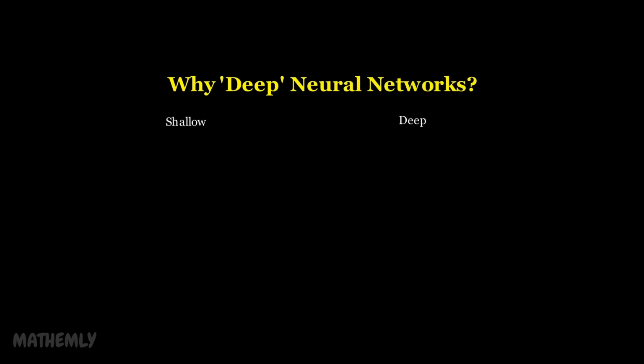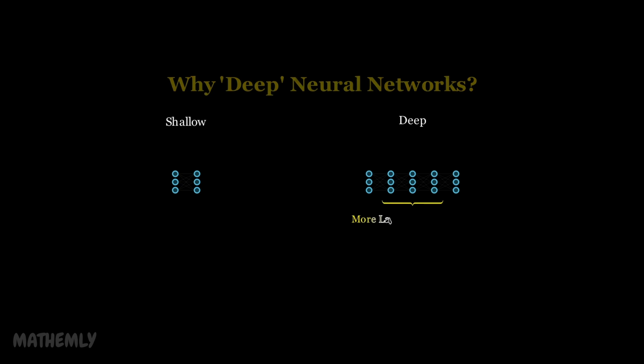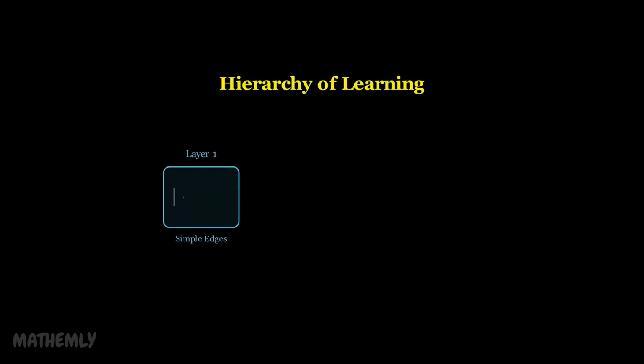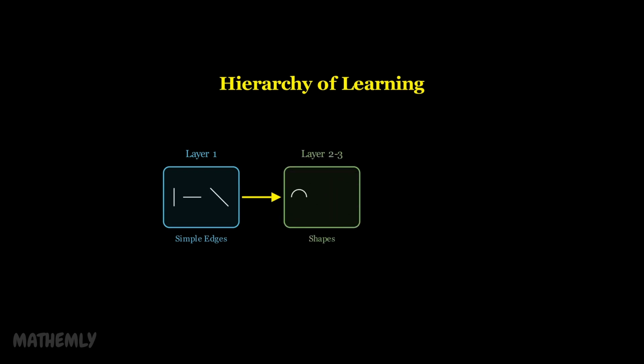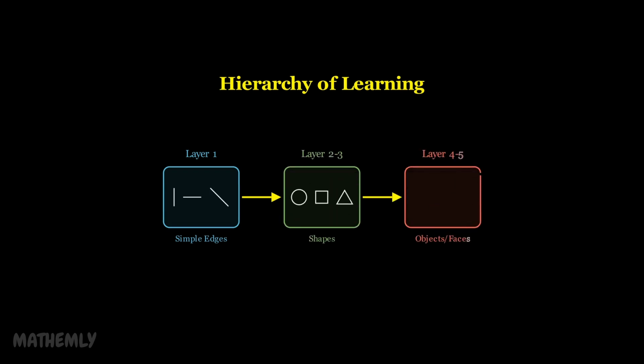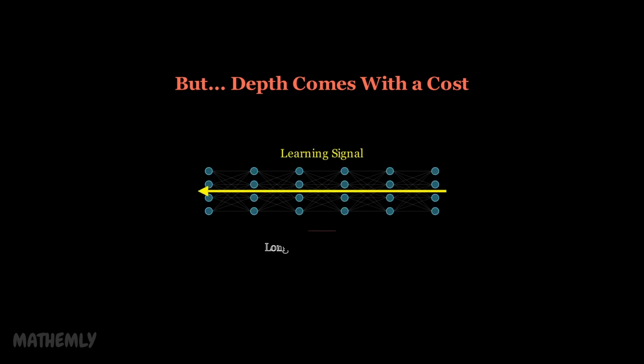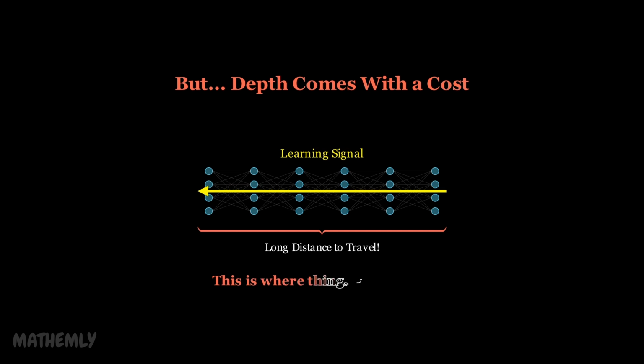Before we look at the problems, let's talk about the goal. Why do we want deep neural networks anyway? The deeper a network is, the more complex the patterns it can recognize. Think of it like a hierarchy. The first layers see simple edges, the middle layers see shapes, and the deepest layers see faces or objects. To solve world-changing problems like self-driving cars or medical diagnosis, we need depth. But depth comes with a cost. The deeper the network, the further the learning signal has to travel, and that is where things go wrong.